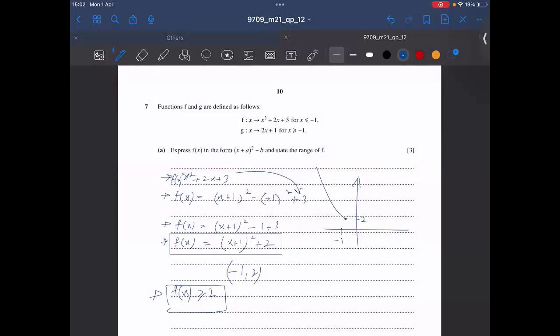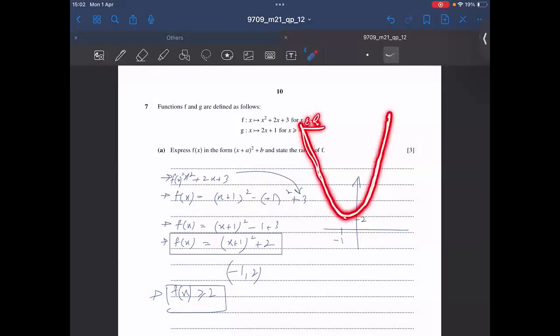Now if I change the domain from x less than or equal to minus 1 to x belongs to real numbers, for this domain you're going to have this kind of graph of f(x), a never-ending graph. Now, what do you think? Will f(x) now have an inverse? No, I don't think so.